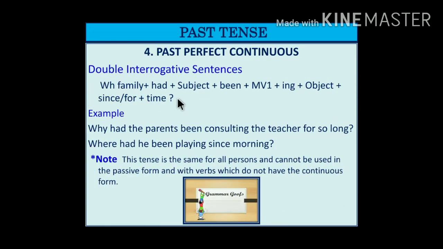Then double interrogative, same formula as we discussed. Example: why had the parents been consulting the teacher for so long? Why had he been playing since morning? The thing to be noted down here is that this tense is the same for all persons and cannot be used in the passive form or with verbs which do not have a continuous form. I'll explain this in detail later on. Just try to understand only this. Remember, this tense is the same for all persons, whether the speaker, the listener, or the third person. It is going to remain the same.